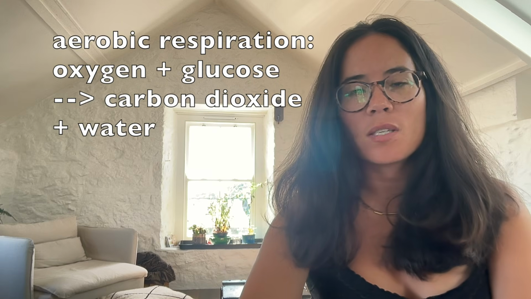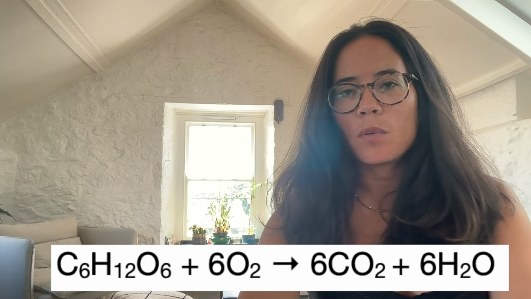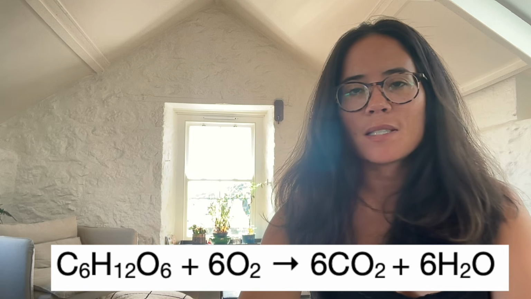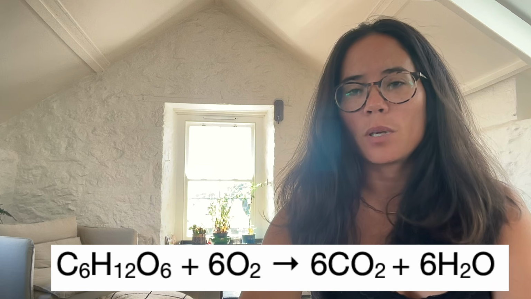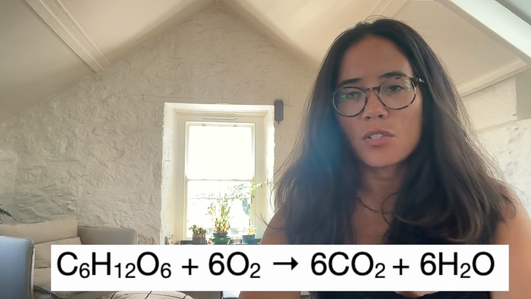Respiration now. Aerobic respiration involves the use of oxygen. The word equation is oxygen plus glucose goes to carbon dioxide plus water plus the release of energy. Remember that energy is always released, it's never produced. Make sure you can write the symbol equation as well. Sixes are important here with the balancing. You want 6O2 plus C6H12O6, which is the formula of glucose, goes to 6CO2 plus 6H2O.